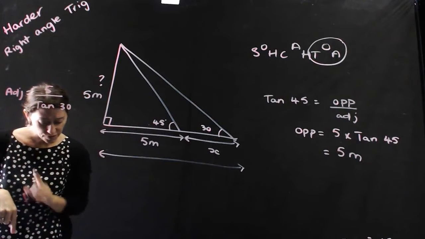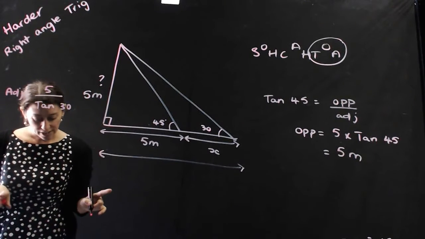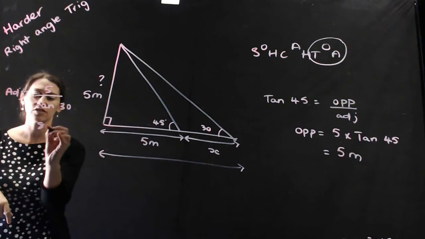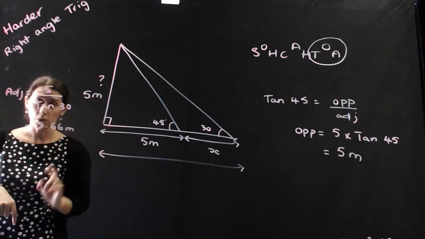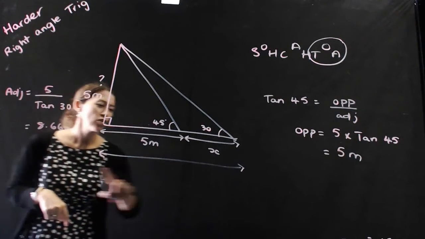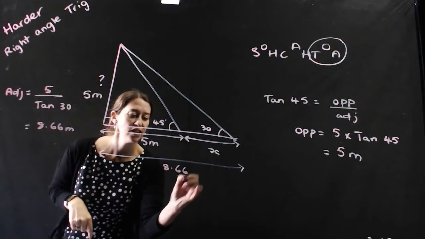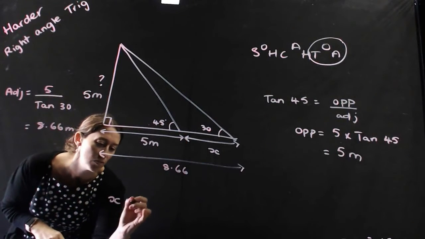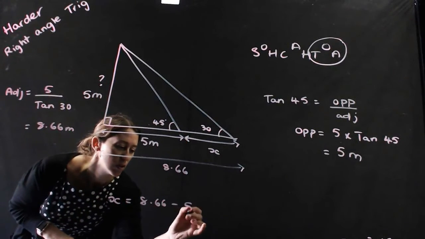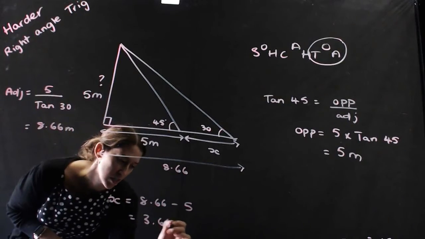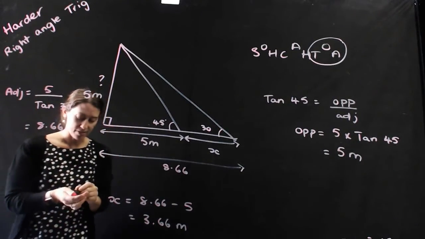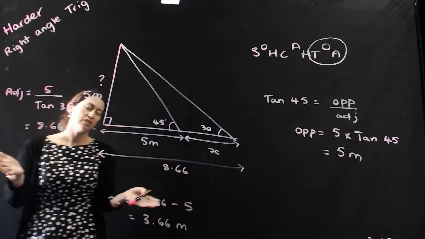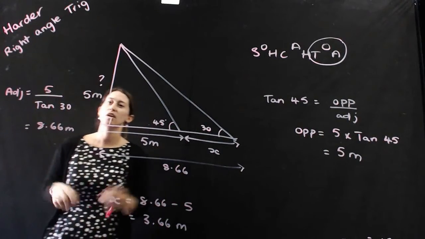Now I'm going to need to type that into my calculator. 5 divided by tan 30 is 8.66, correct to 2 decimal places. Now let's subtract. This is 8.66, so 8.66 subtract the 5 gives me x is 3.66, correct to 2 decimal places, meters. And that's how you find the length of a side within a harder problem.